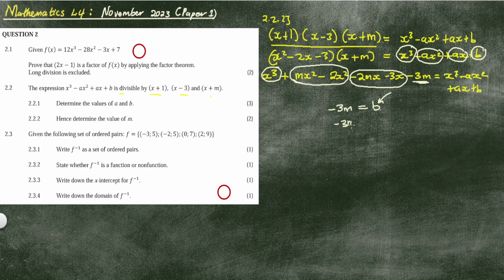So it's minus 3m equal to 15. Then we're going to divide both sides by minus 3 and find that m is actually minus 5. So this is our m value. Let's go for 2.3.